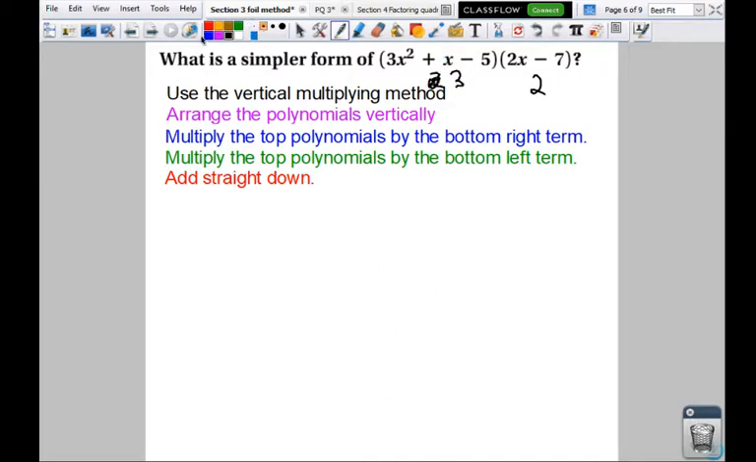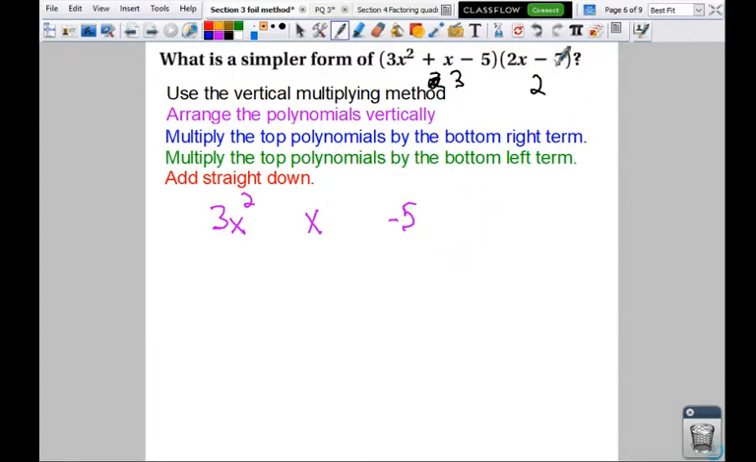So we're going to do what's called the vertical multiply method. And it's kind of like foiling, I guess, but I'll show you. We're going to take our big one and write it down, spacing it out a little bit. So I'm going to go 3x squared, x, and then minus 5, because that's a minus 5. If it's a plus, I'm not going to write it, but if it's a minus, I'm going to write it down. And then I'm going to take my smaller one and write it down underneath this, matching up the same kind of thing.